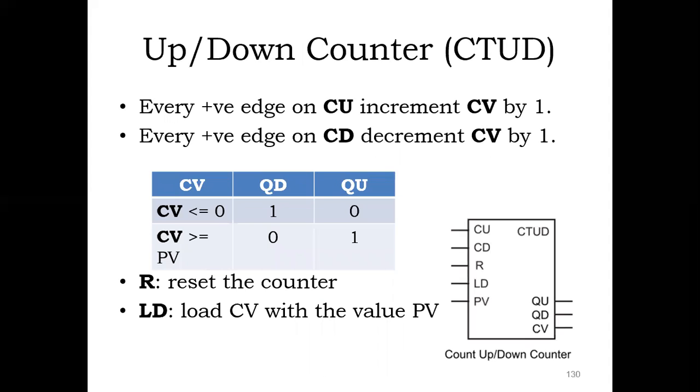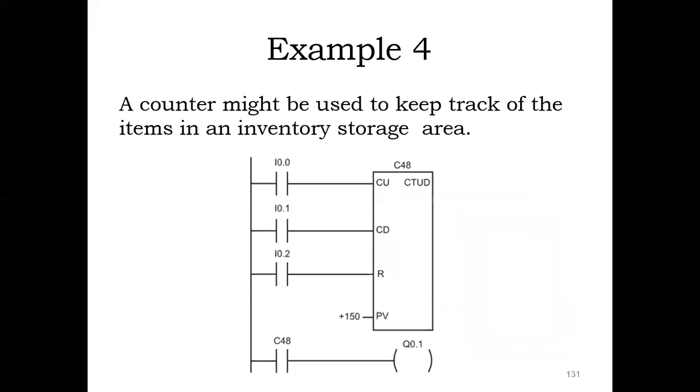Up-down counter, CTUD. Every positive edge on CU increments CV by 1, and every positive edge on CD decrements CV by 1. A counter might be used to keep track of the items in your inventory storage area.